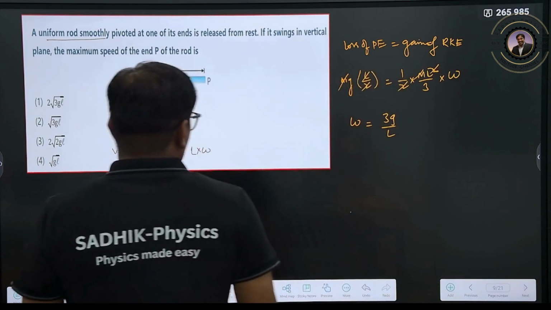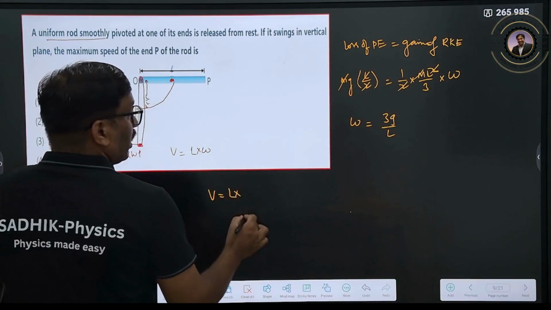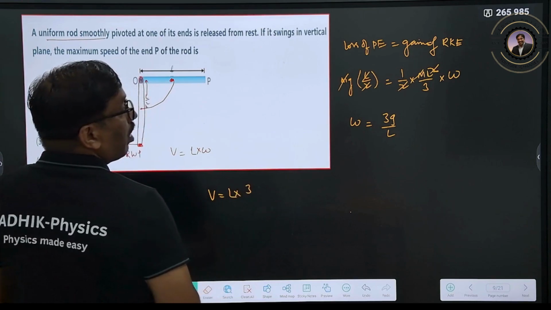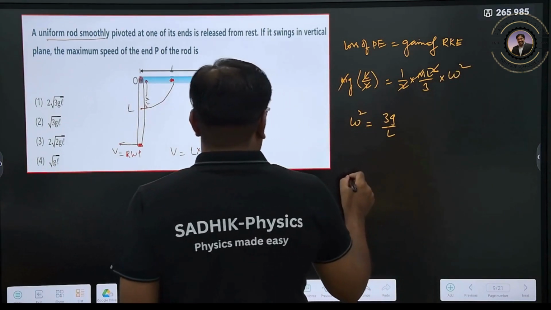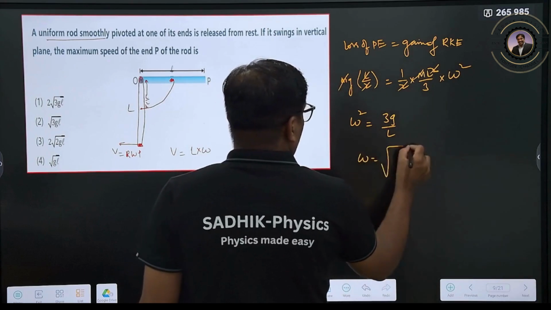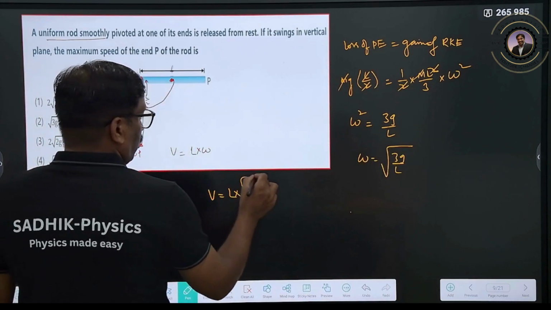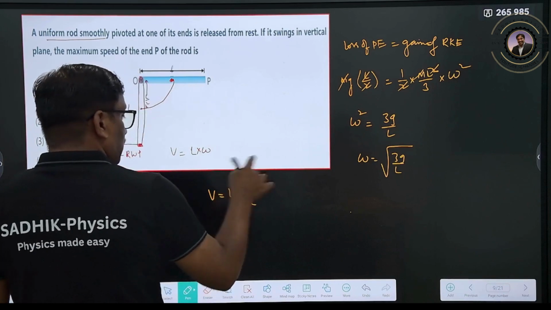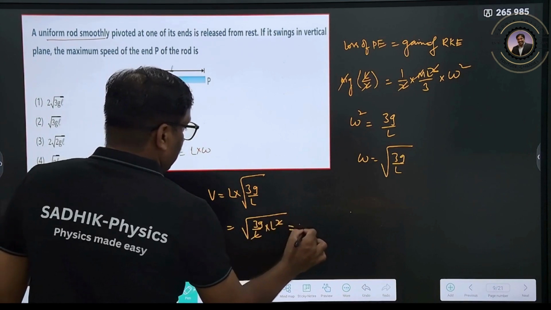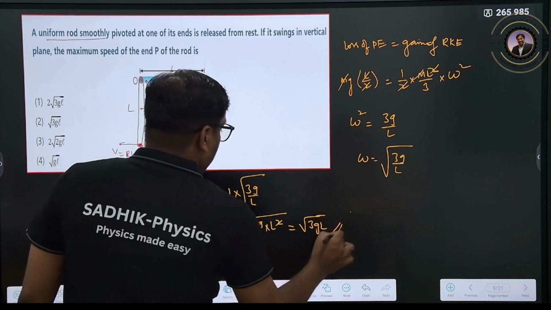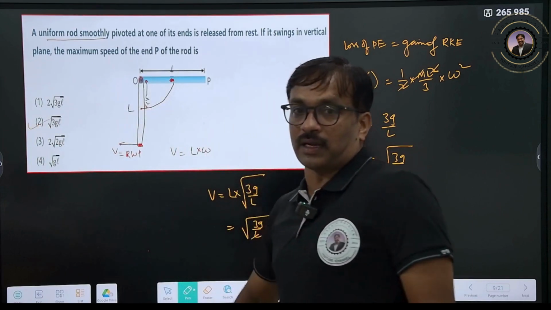So what can you write now? V is equal to L into omega at this point. Omega is equal to root of 3g by L. So omega is root of 3g by L, and you can take this L inside: 3g by L into L square. This gets cancelled, and root of 3gL will be the maximum velocity at this point. Therefore the second option will be the correct answer.